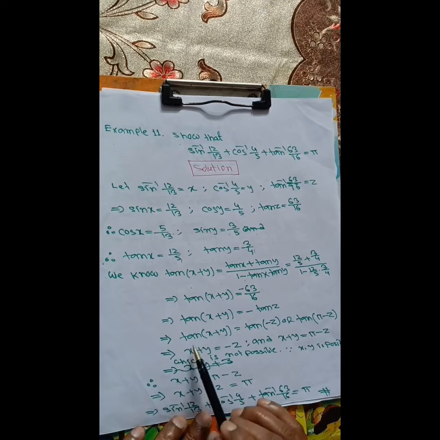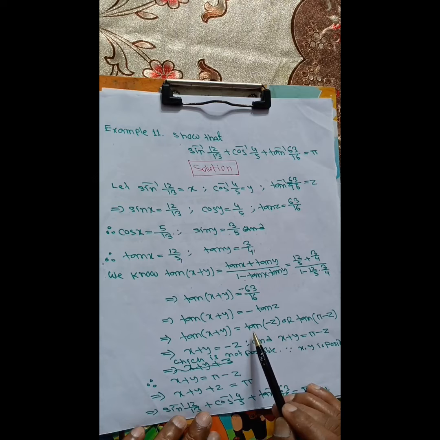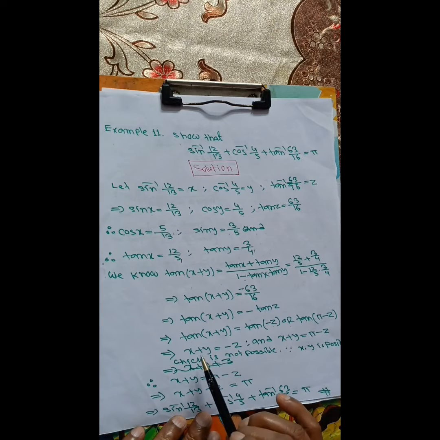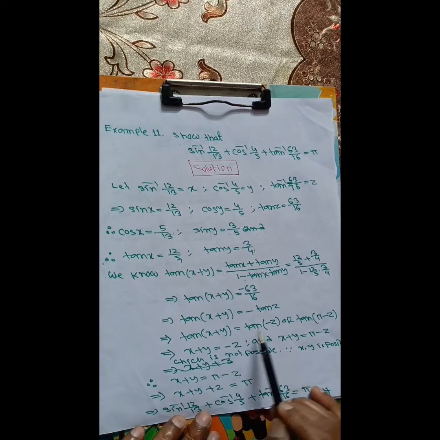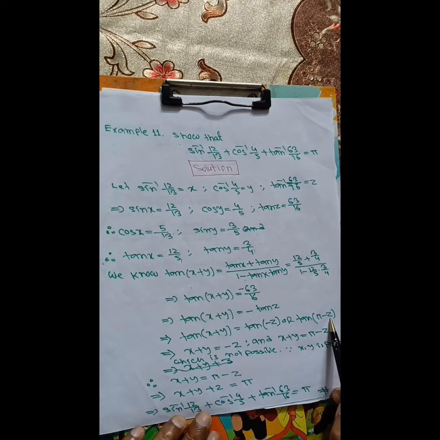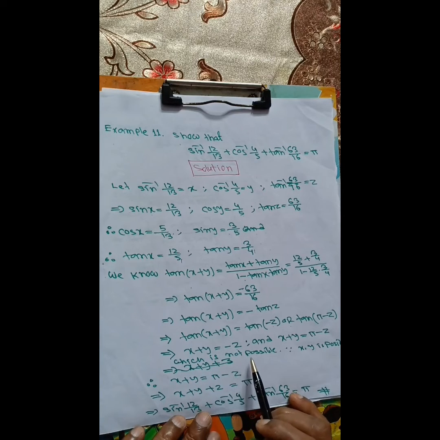Next line, tan of x plus y is equal to minus tan z, which is tan of minus z, or we can write tan of pi minus z. So we get x plus y is equal to pi minus z. Here we have seen that x and y are both positive, but their sum would be negative, which is not actually possible.